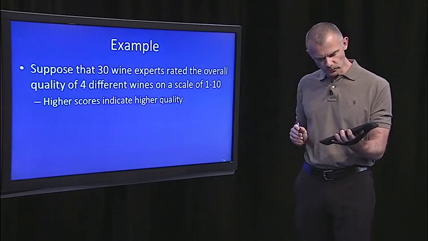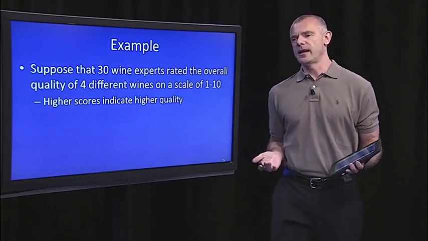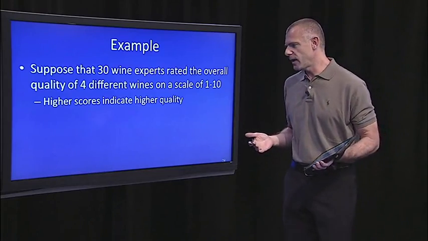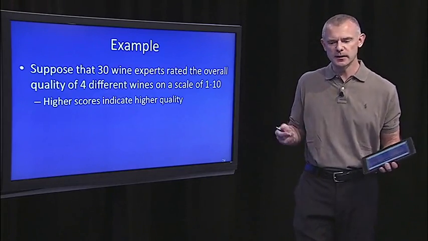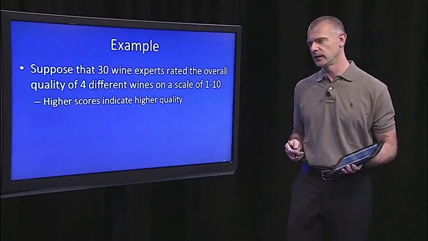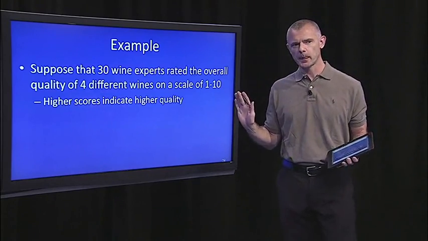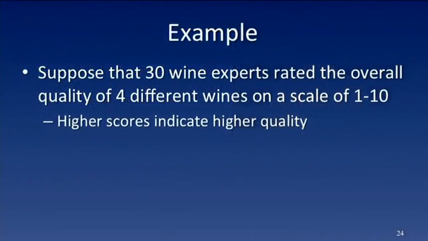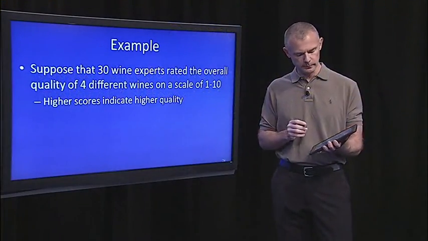And this is actually done. There's a science on wine tasting, and they're experts. So there are actual studies like this. So let's assume that we had 30 wine experts rate the overall quality of 4 different red wines. And they rate them on a scale of 1 to 10. Higher scores indicate higher quality.